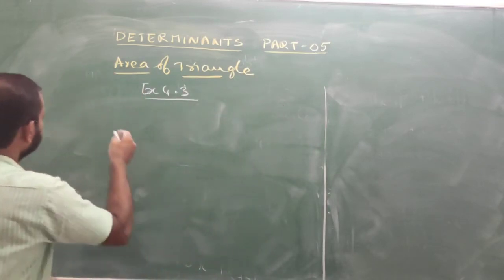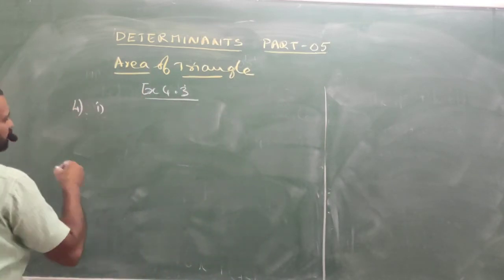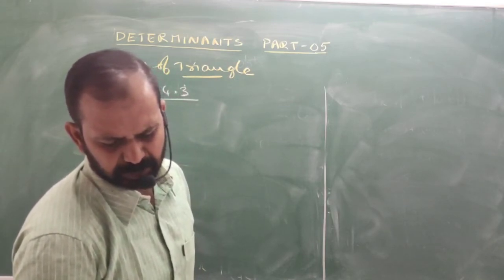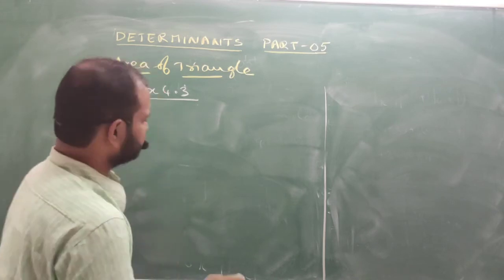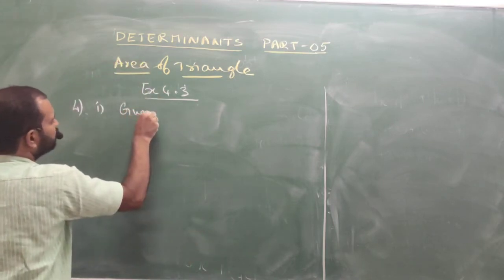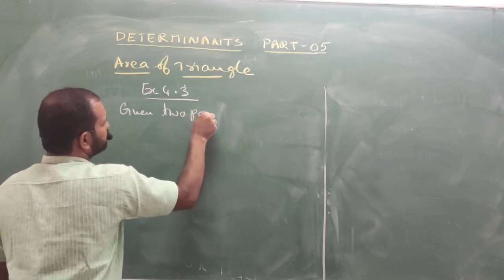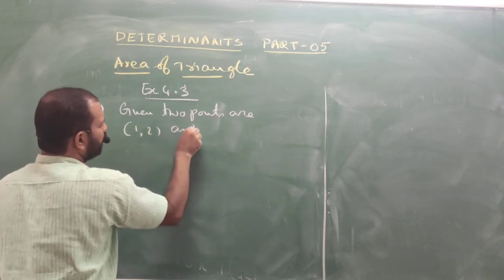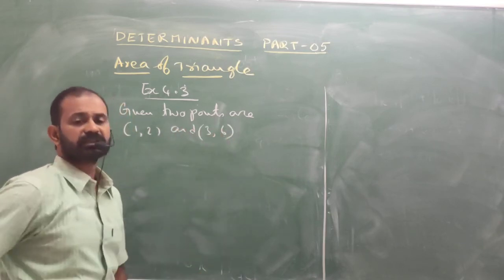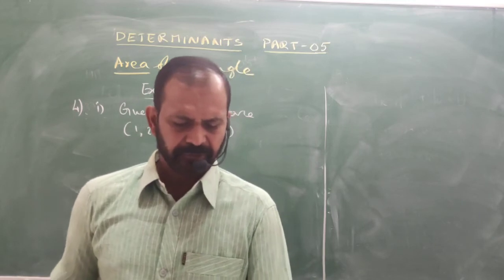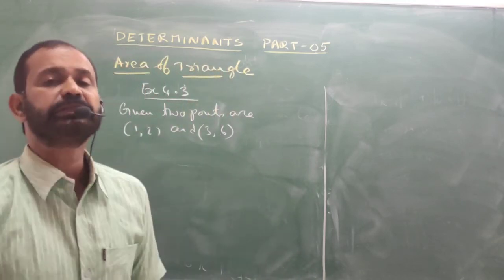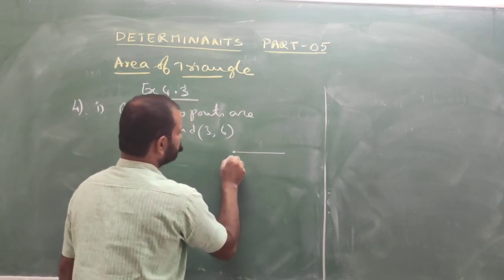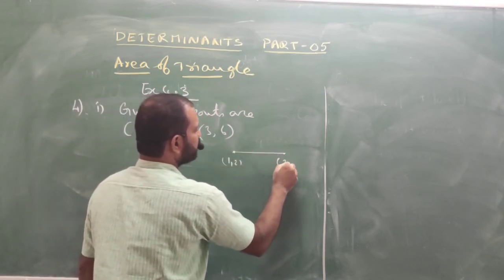See here, the fourth one. Given two points 1, 2 and 3, 6. Now what is asked? Find the equation of the line joining these two points, 1, 2 and 3, 6.